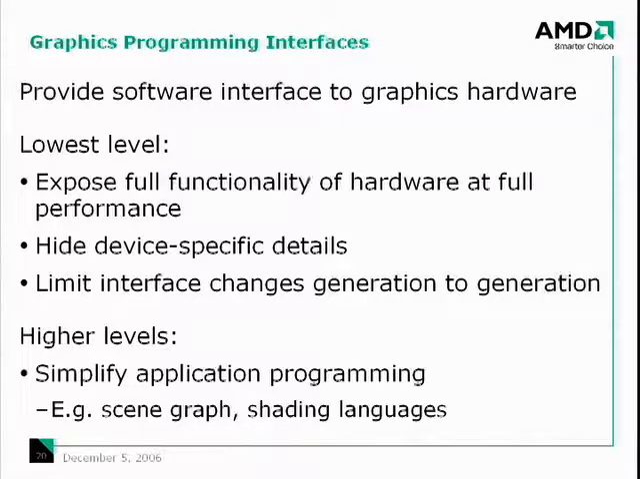At the higher levels, you want to simplify application programming, which I treat as somewhat different, since it's not providing a software interface to graphics hardware at the most basic level anymore. It's making it easier for the application programmer to write applications. The large classes of these are scene graph libraries and shading languages, which are completely different things. Scene graph libraries were a big deal a few years ago, and I'm not going to talk about them at all. These days, there's a lot more interest in shading languages.